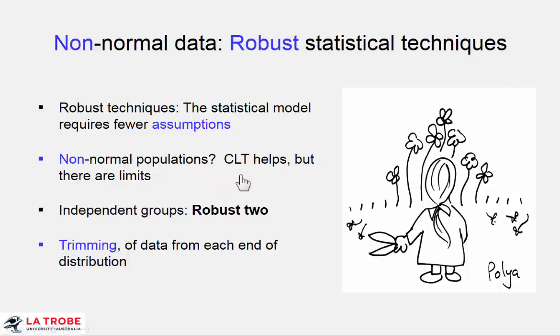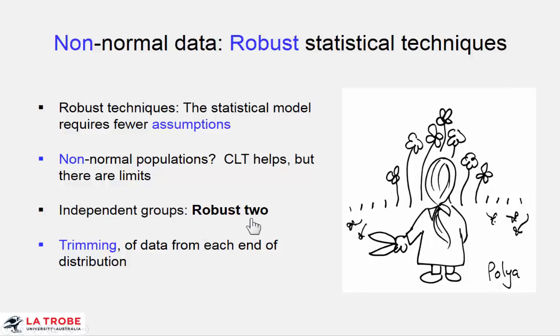Often we can still use our standard techniques because the sampling distributions will be very close to normal thanks to the central limit theorem, and that's what we need for our standard techniques. But not always. And statisticians have come up with a range of techniques called robust techniques because you can knock around the standard model a bit. For example, there are techniques that don't require the assumption of a normally distributed population.